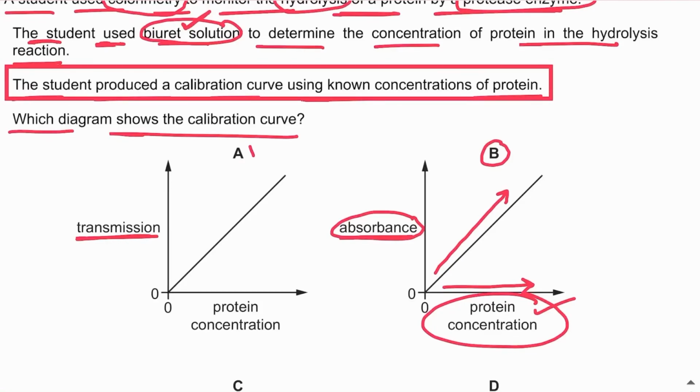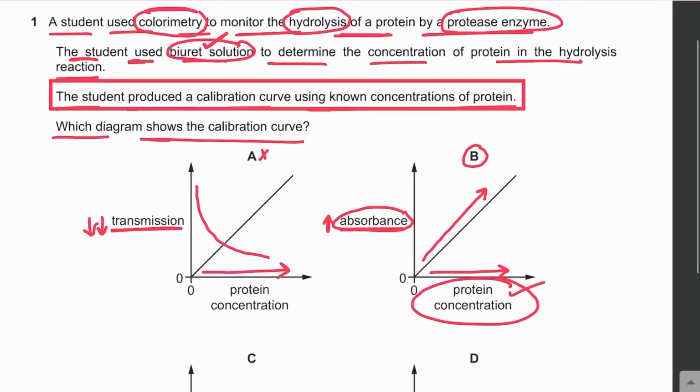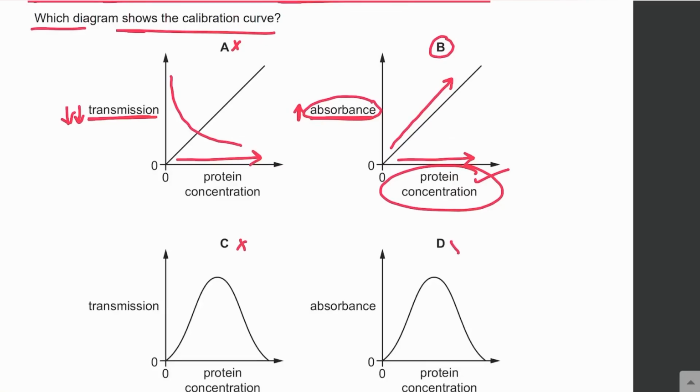It cannot be A. That's because as the protein concentration increases, there will be a darker color of the solution and more light will be absorbed and less light will be transmitted. So transmission will be less and absorption will be more. So the curve should be like this. The transmission curve should be like this or like this maybe, right? C and D are wrong. The answer is B.